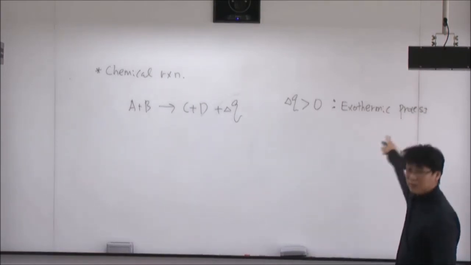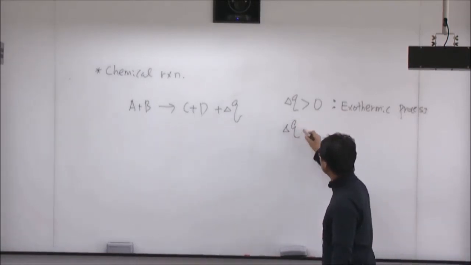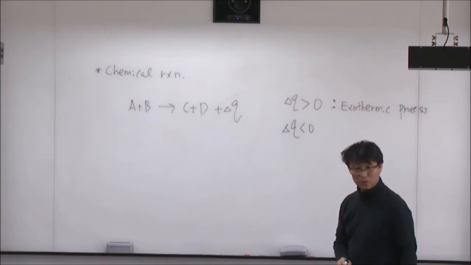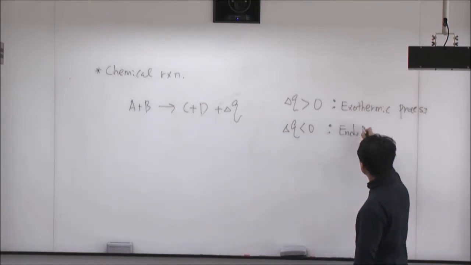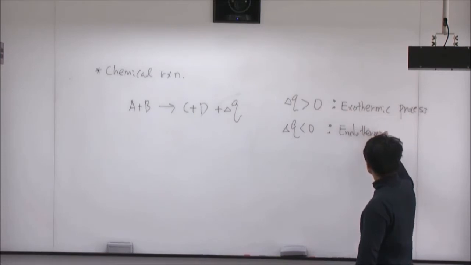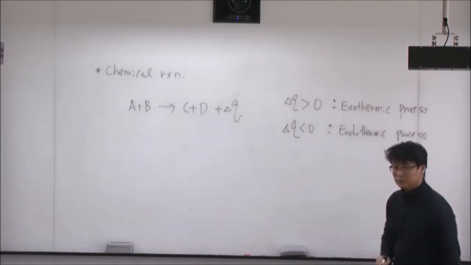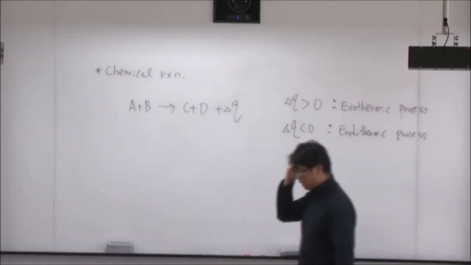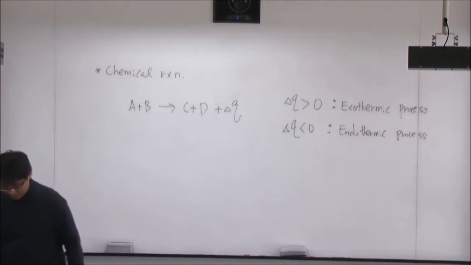That we call it exothermic. And you can also have delta Q less than 0, and this one we call it an endothermic process. So in the beginning, when people developed the thermodynamic law, they wanted to find a certain thing.